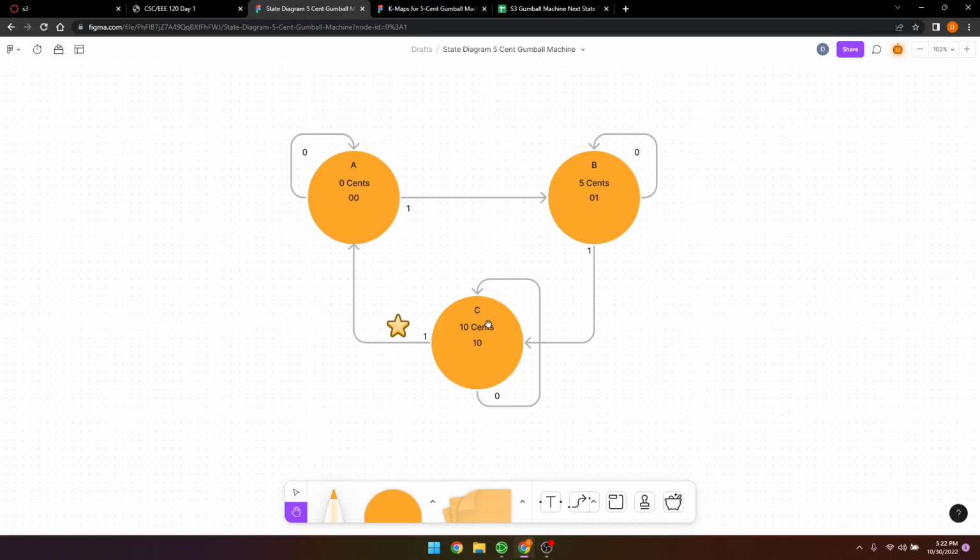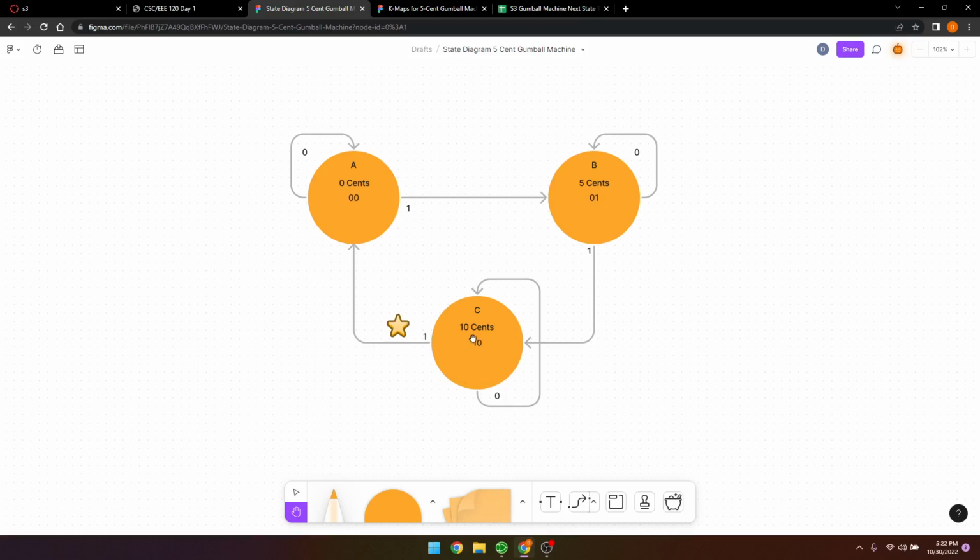And then for this one, this is where it's interesting because we don't actually have a 15-cent slot, which represents the number of cents that you need in order to get a gumball. So instead what we do is we say, if they do nothing, then obviously it just goes back on itself. But if they do something, then it's going to go to 0 cents, and it produces this star. And that star is going to give them a gumball.